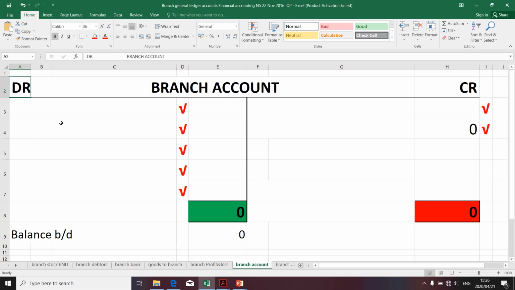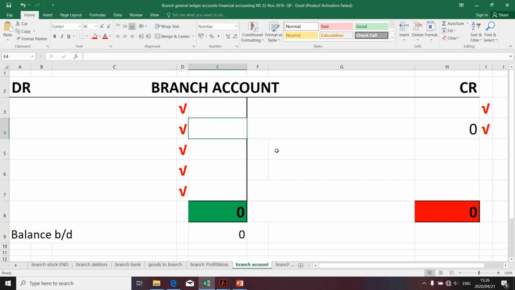So, debtors and the branch account, in this case, are going to share the same principles in terms of the accounting treatment relating to transactions. To be specific, if we're dealing with branch debtors, the opening balance would be reflected on the debit side. The closing balance would be reflected on the credit side. And any increase in debtors would be reflected on the debit side.